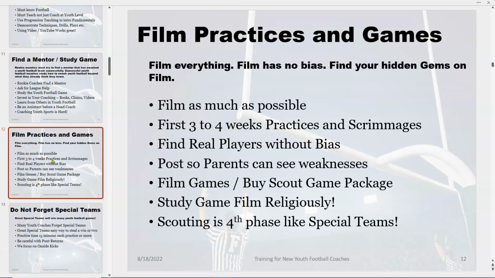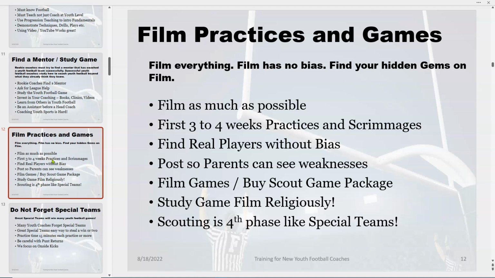The other thing is I highly recommend you film practices and games. Man, when I finally got in 2007, I bought a kind of a GoPro camera from RCA way back that was waterproof and did video. The video was terrible, but I started filming everything. And the thing is, film has no biases, and you can find a lot of hidden gems and players and techniques and things that are good and bad in film. So film as much as possible, especially your first 3 to 4 weeks of practices and scrimmage, so you can help find and evaluate your players.